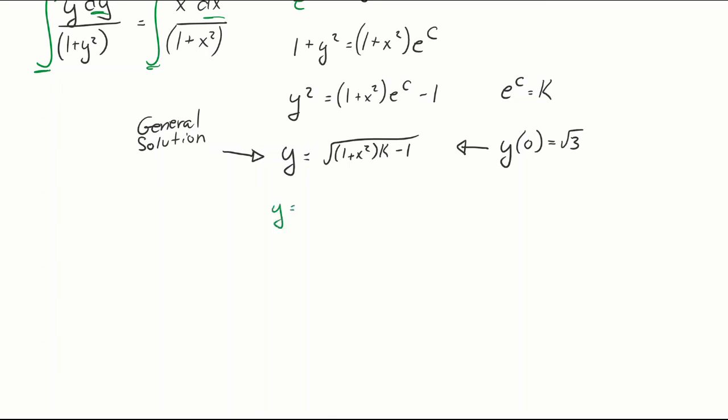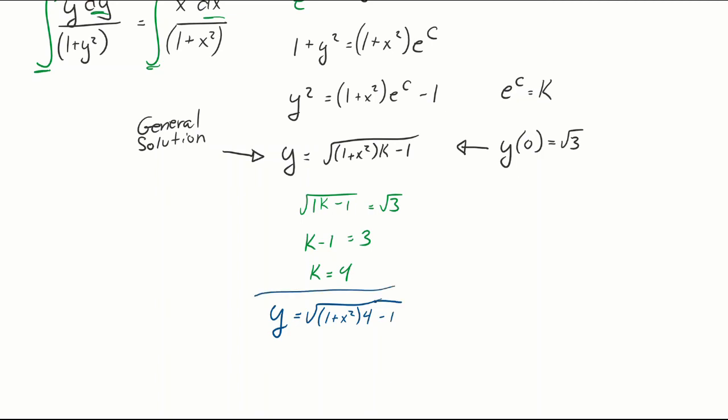All right, so I have y equals the square root of 1, because I'm plugging in x equals 0, times k minus 1. Oh, but when x is 0, this equals the square root of 3. Okay, so essentially I am left with this equation here. Let's try and get to k, so we're going to square both sides, add 1, k equals 4. That was actually easier than we might have thought. Therefore, my particular solution is y is equal to the square root of 1 plus x squared times 4 minus 1. All right, and there is our particular solution.